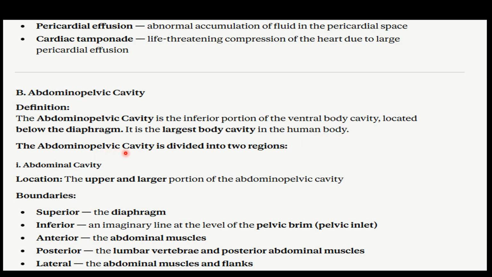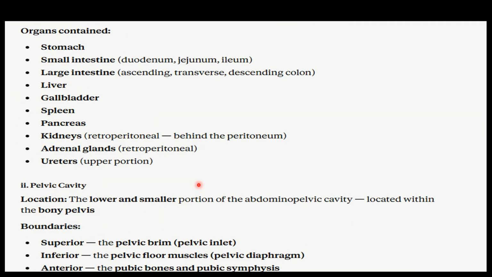Okay, so the abdominopelvic cavity is divided into two regions: the abdominal cavity, which is the upper and larger portion. Its boundaries are: superior, the diaphragm; inferior, an imaginary line at the level of the pelvic brim; anterior, the abdominal muscles; posterior, the lumbar vertebrae and posterior abdominal muscles; lateral, the abdominal muscles or flanks. Now you might be thinking, what organs does it contain? Mainly it contains the stomach, small intestine, large intestine, liver, gallbladder, spleen, pancreas, kidneys, adrenal glands, and ureters.